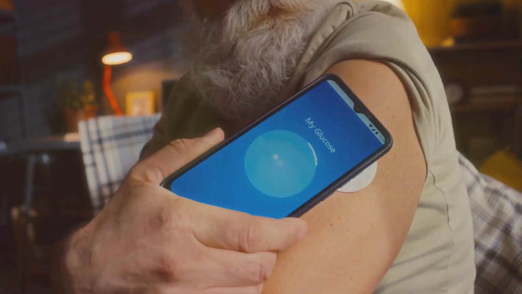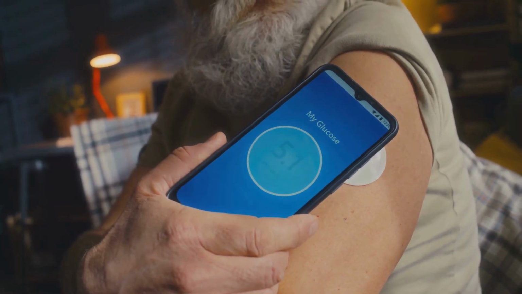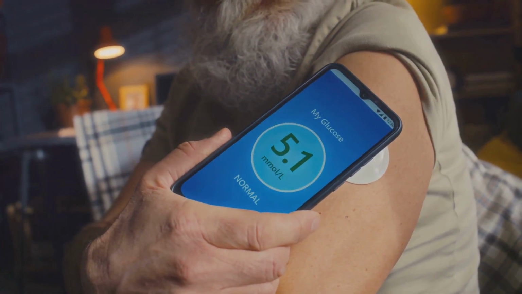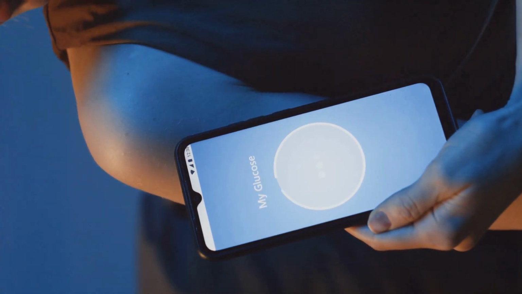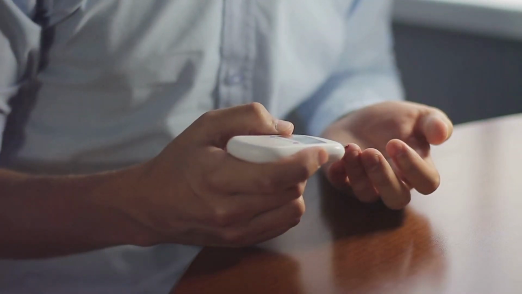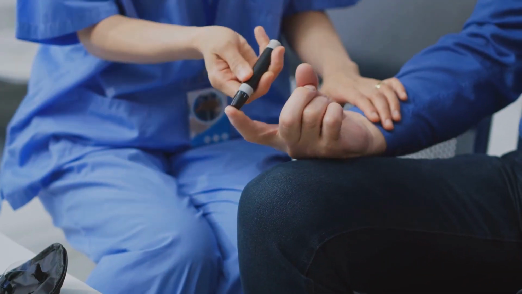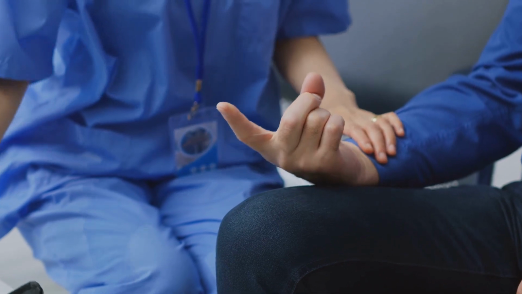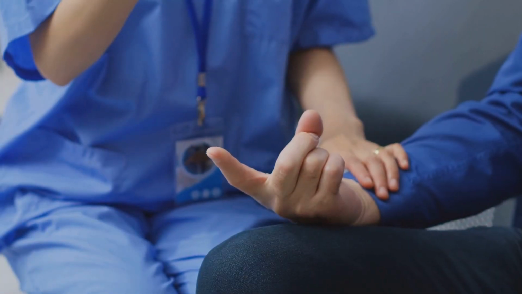This technology allows you to check your glucose levels day and night without the need for constant finger pricks. A tiny sensor measures glucose levels in subcutaneous tissue and sends this information to a device that displays your glucose readings. All these tools and medications, when used correctly, can help to maintain glucose levels within the target range, reducing the risk of complications. With the right knowledge and tools, managing diabetes can become a part of your daily routine.